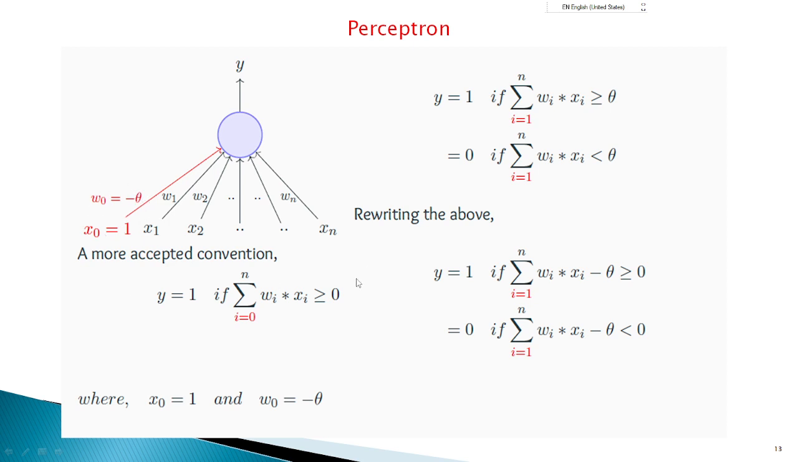Let us see what bias means. The only difference between the perceptron and the MP neuron is the weights. This is the most accepted convention: Y equals 1 when summation Wi xi is greater than or equal to 0. Instead of theta, I can have a 0. The difference is that the summation includes i equal to 0 as well.